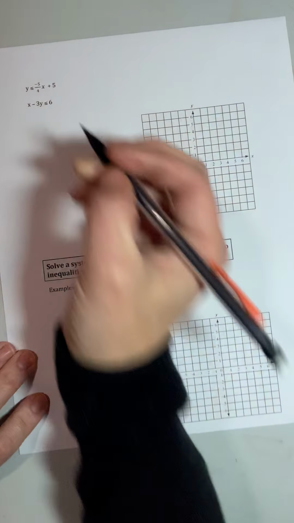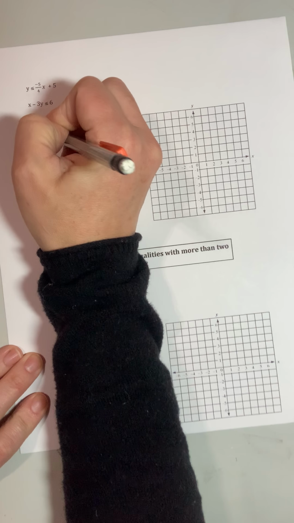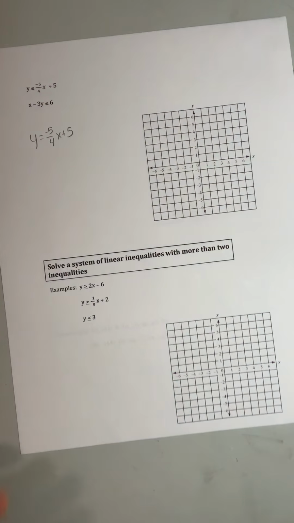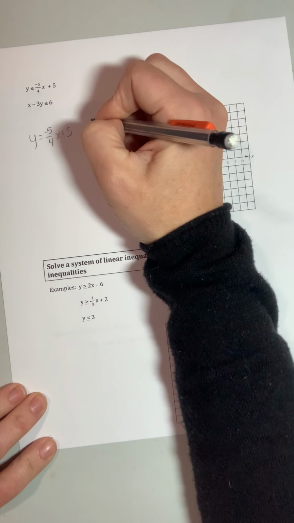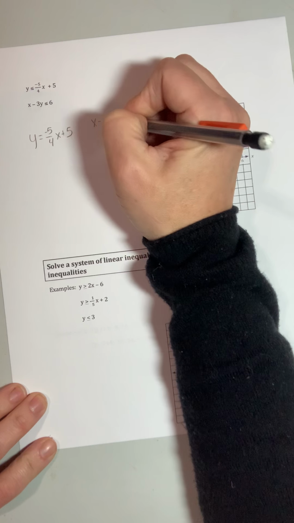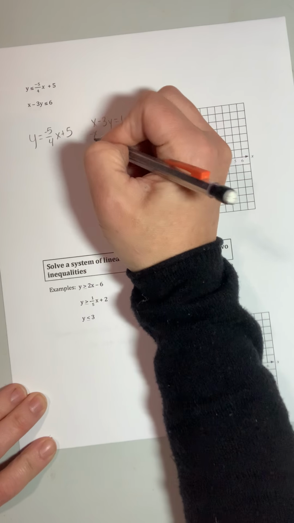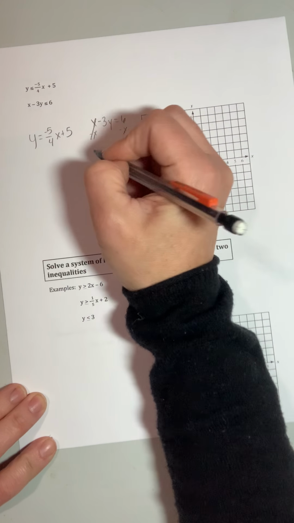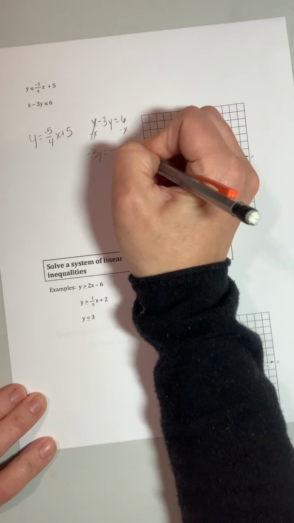Next one, we have y equals negative 5/4 x plus 5. That's already in y equals mx plus b form, but the other one is not. So x minus 3y equals 6. I'm going to get rid of the x. So I have negative 3y equals negative x plus 6.